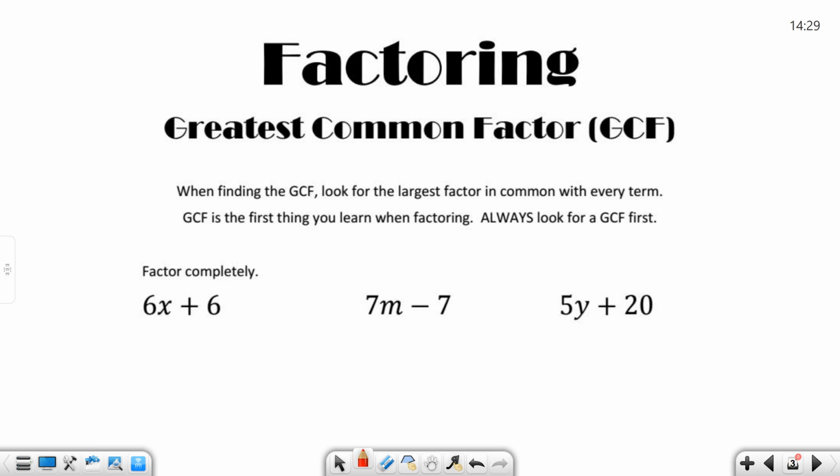We have two terms, 6x and 6. What do they have in common? Well, they have a 6 in common. So factor the 6 out. Open your parentheses. GCF is sort of the opposite of distribution and multiplication of polynomials and things.